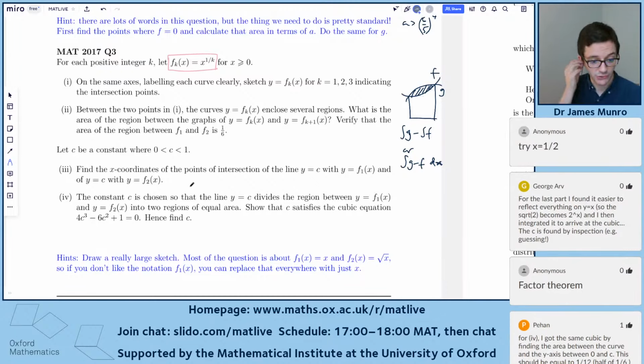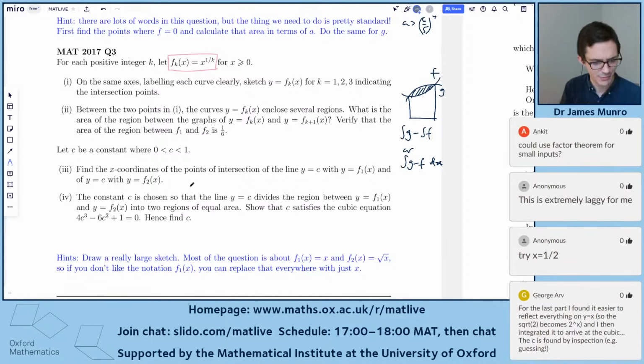George has done the same thing. George has reflected and then integrated x squared instead of square root x. George, I want to swap all your x's and y's.